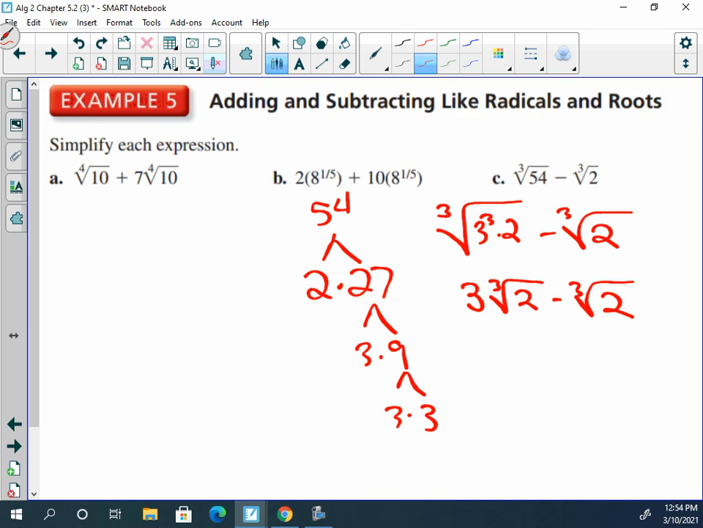Now are the radicals the same? Well, yes. So now I have 3 of 1 and I'm taking 1 away. So how many do we have left? So 2 cubed roots of 2. 2 times the cubed root of 2. And that's it. That's all we have to do for this here. Any other questions on this here? Any questions on anything we've done so far?